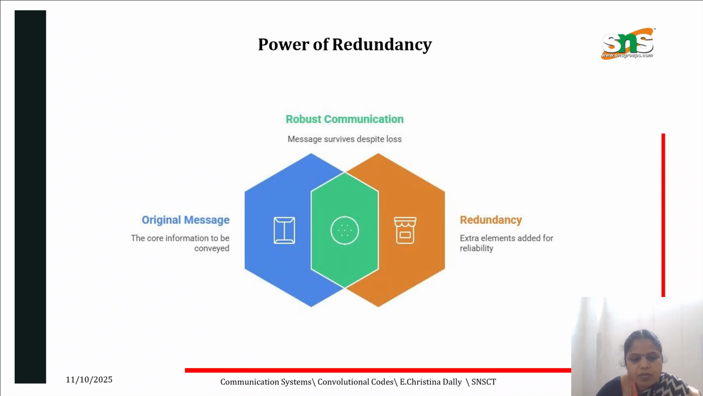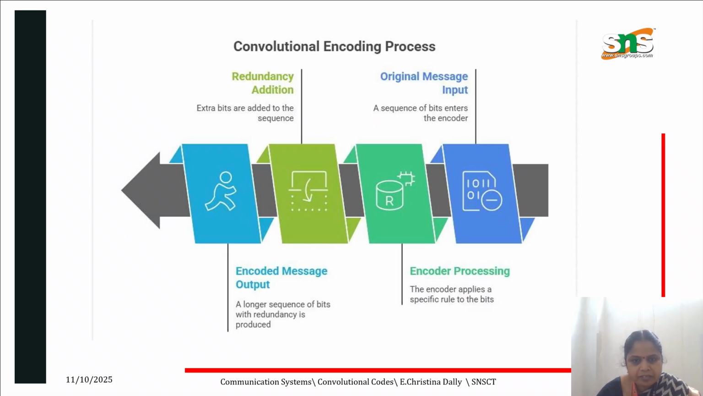The next one is redundancy. Already we know that extra bits can be added. For what purpose may the extra bits be added? It is for reliability. And if there is any message loss, there should be robust communication. So whatever original information is conveyed should be retrieved on the receiver side.